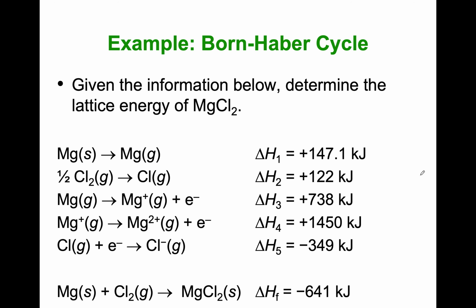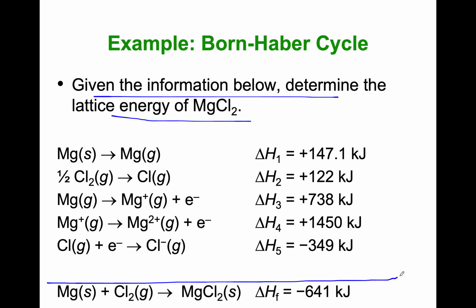So the example I've written here is how do we put all this together? I've included this slide and the answers so you can walk through it stepwise to see what happens. It's Hess's law, remember? Given the information below, determine the lattice energy of magnesium chloride. Everything is going to end up equaling the enthalpy of formation.